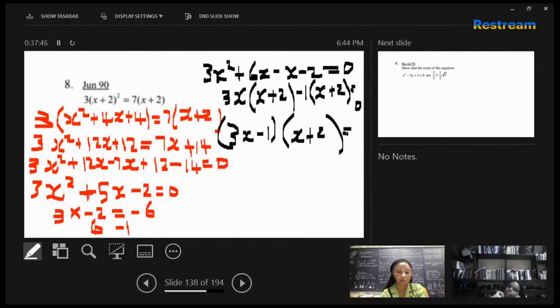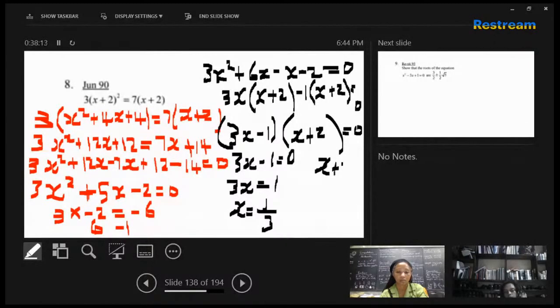So 3x minus 1 equals 0, and that would be 3x equals 1, and x would be 1 over 3. x plus 2 equals 0, so x would be negative 2.